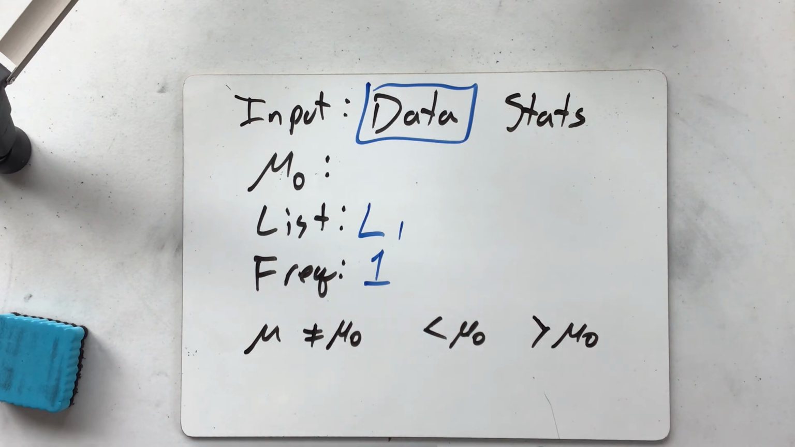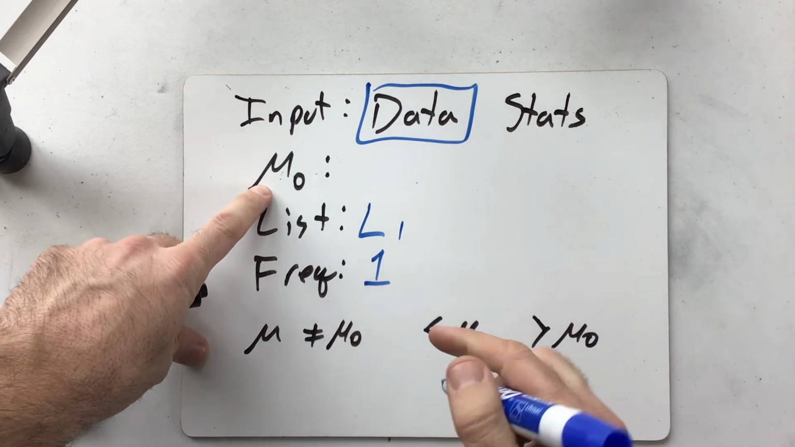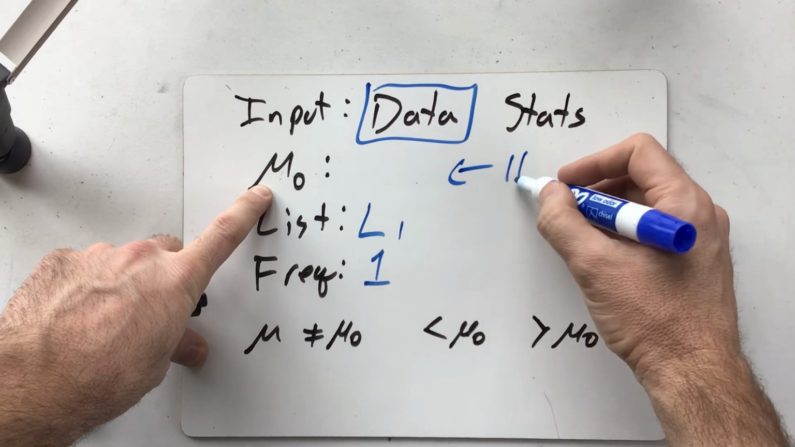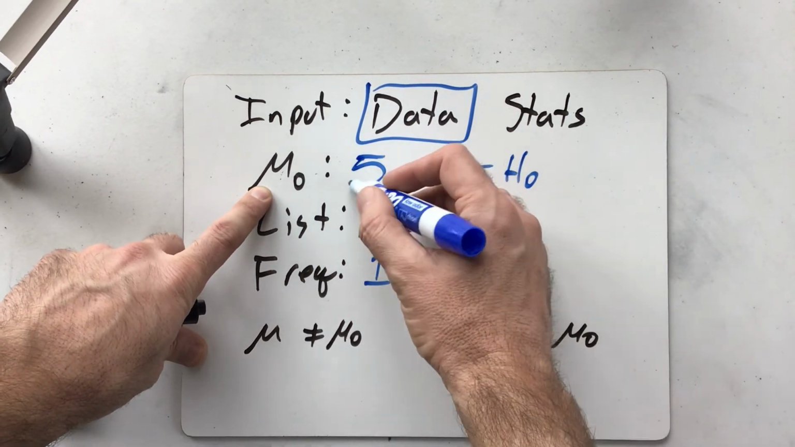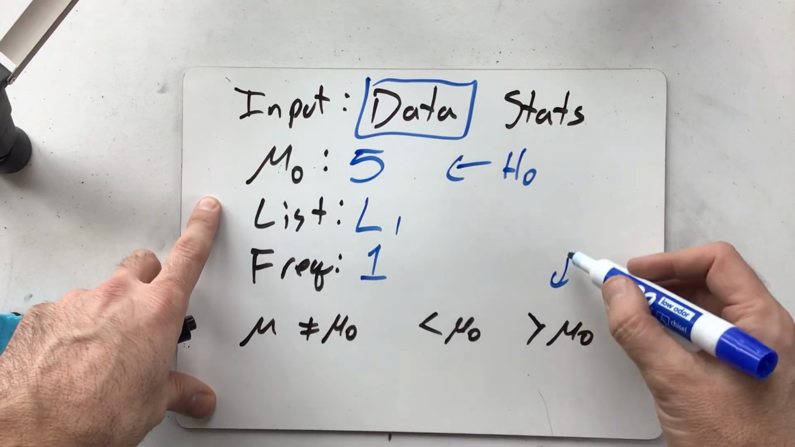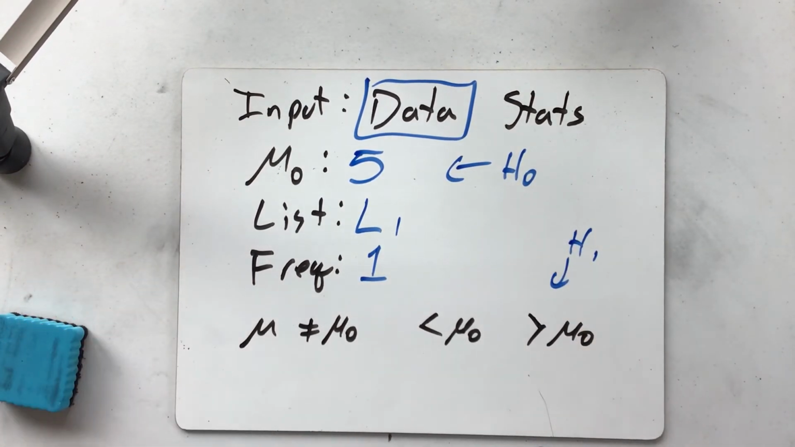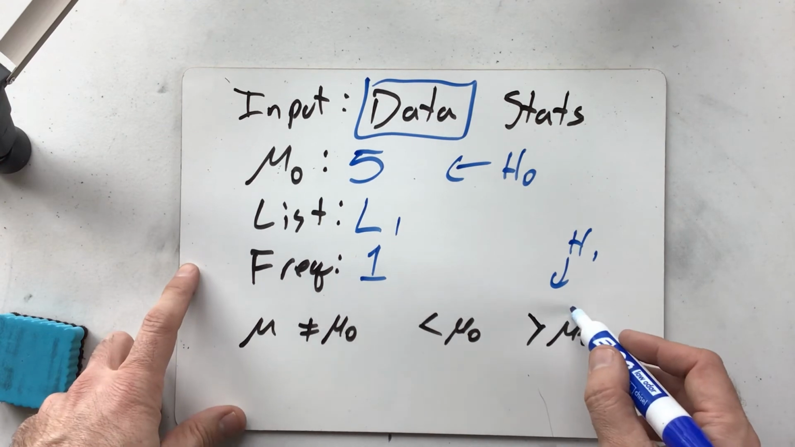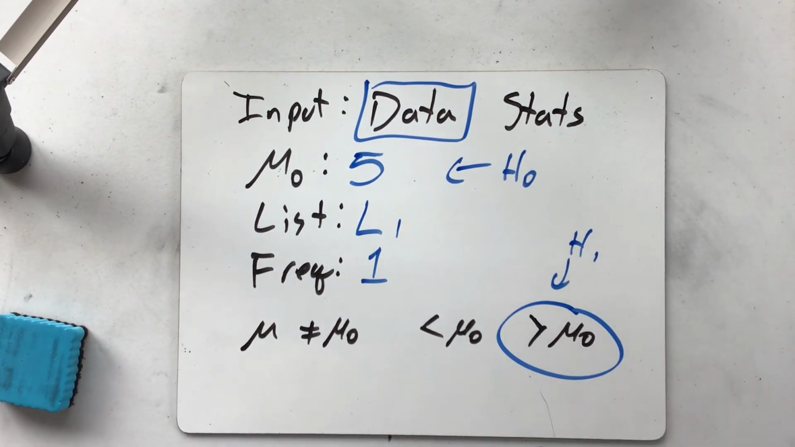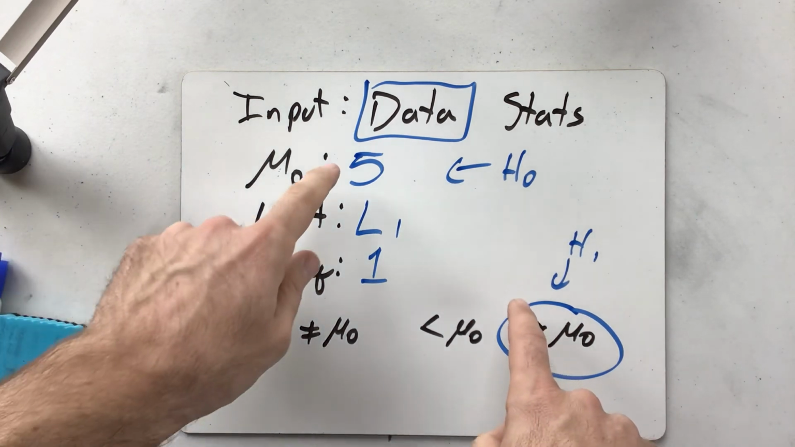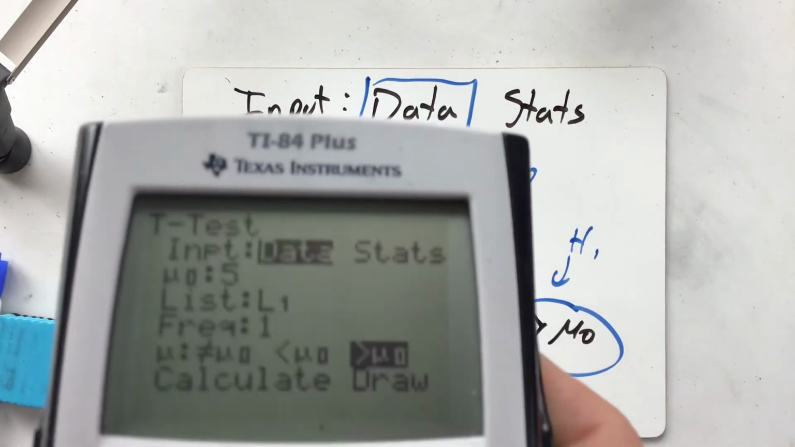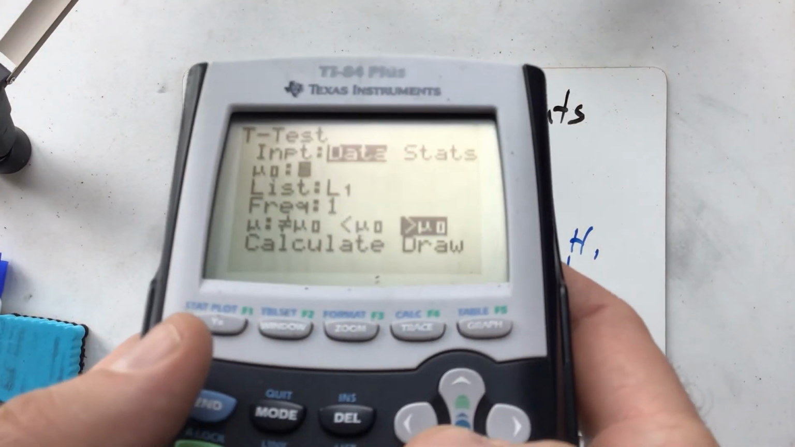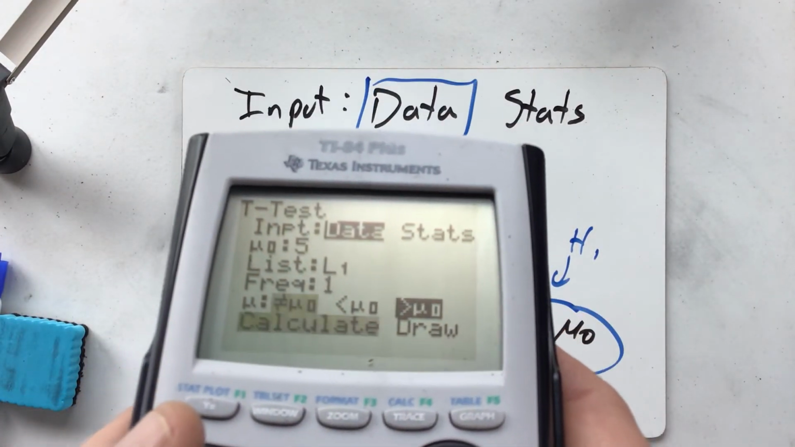Okay, once again, this is from H naught, and our H naught is that mu is equal to 5, and so that's 5. And then down here is from H1, and our H1 is that we were looking for mu greater than mu naught, so we were looking for whether or not we sold more. So these two numbers come from the hypotheses. This is just our list of values. So let me get all that entered in here. You can see I have my data, I have my 5, I have my L1 up, everything's selected already.